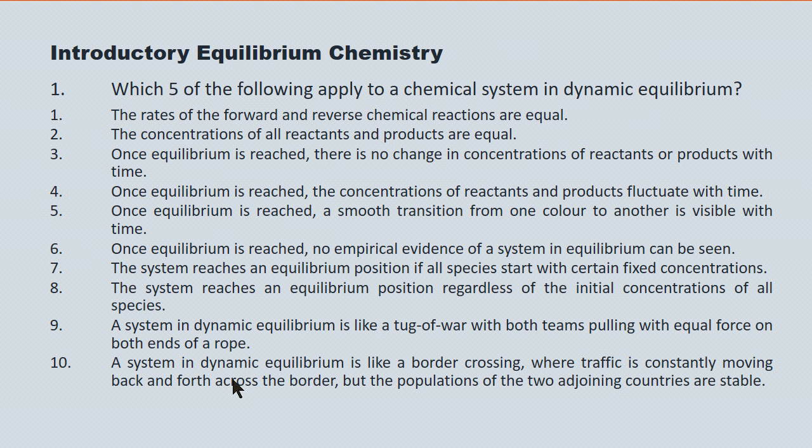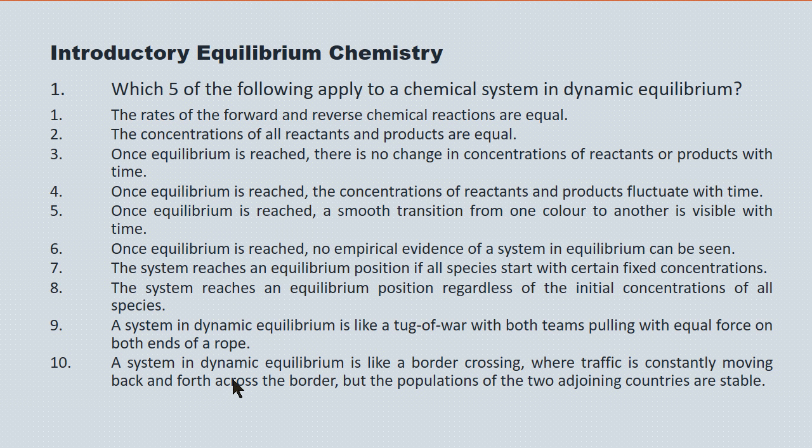Yes, true. 9. A system in dynamic equilibrium is like a tug-of-war with both teams pulling with equal force on both ends of the rope. Well, let's look at 10. A system in equilibrium is like a border crossing where traffic constantly moves back and forth across the border, but the populations of the two adjoining countries are stable. Yeah, I prefer 10 to 9.